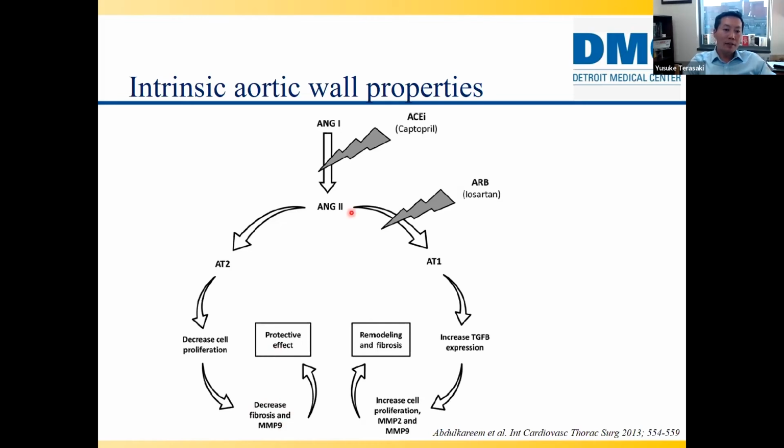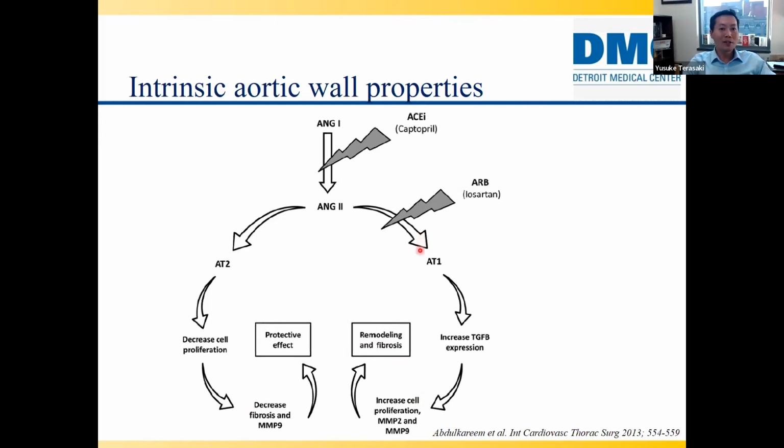Whereas if you go down the AT1 receptor route, it actually increases the amount of MMP production, and therefore there's an increase in remodeling and fibrosis that occurs, and this might cause more aneurysmal dilatation. So if there's a medication that exists that will just cut out this pathway, then we're golden. We might be able to actually stop the dilatation of the aorta.